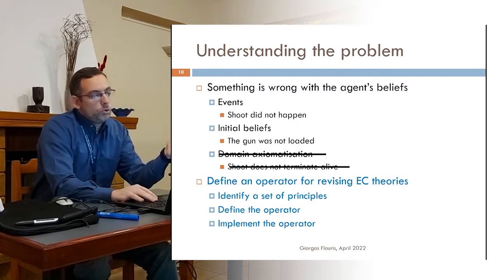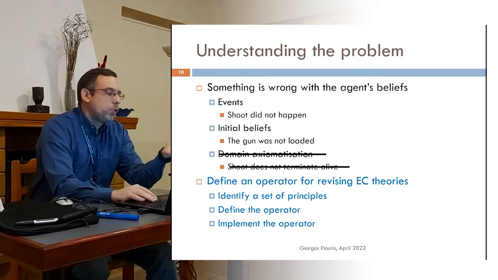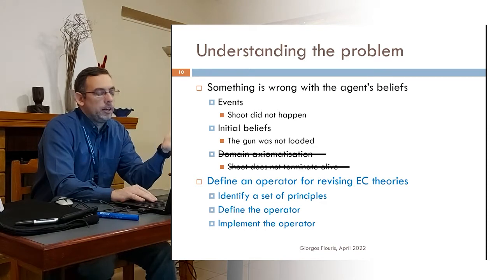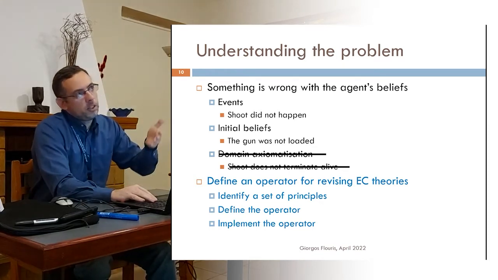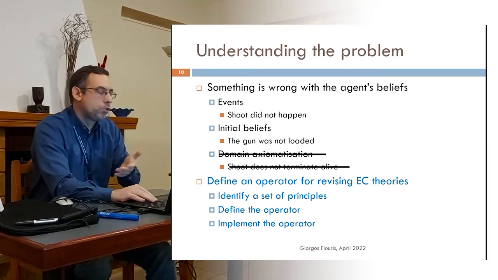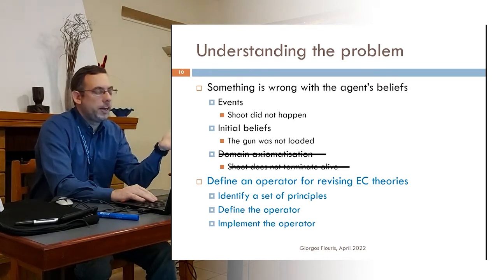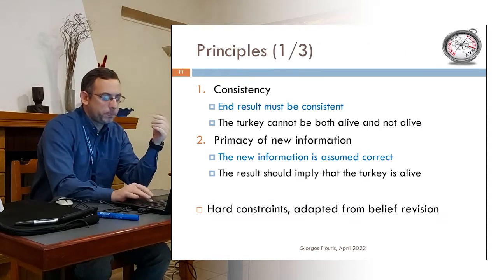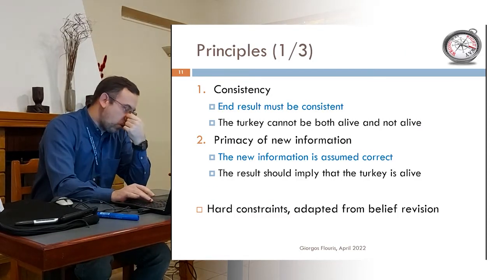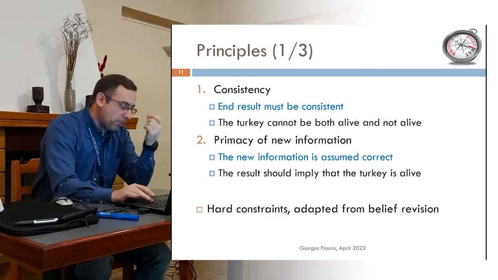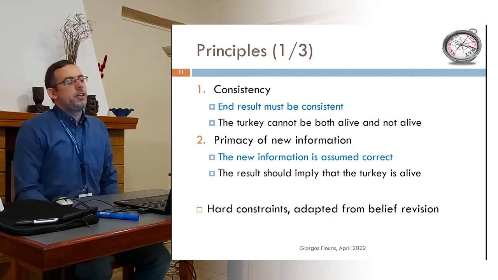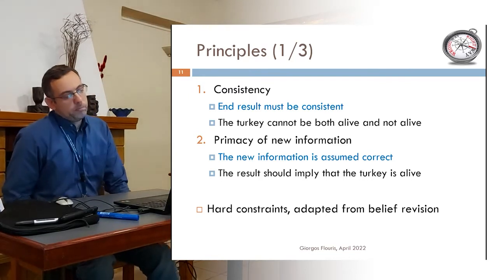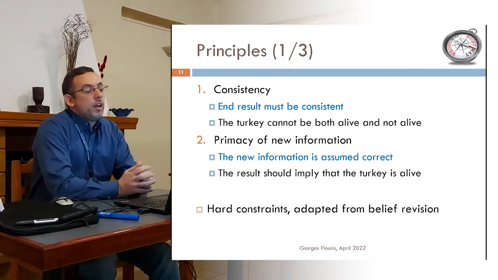So the approach to solve this problem is, first of all, to define an operator for revising event calculus theories, and this is done in the standard workflow that we follow in most of the works in belief revision. First, we identify a set of principles, then we define the operator, and then we implement the operator. So what about the principles? Some of them were already mentioned by Raphael at the beginning. The first two are adapted from belief revision.